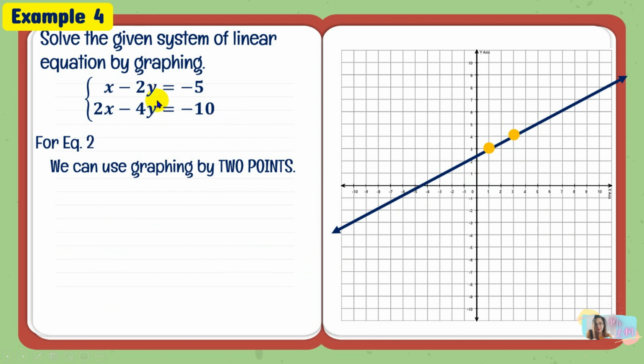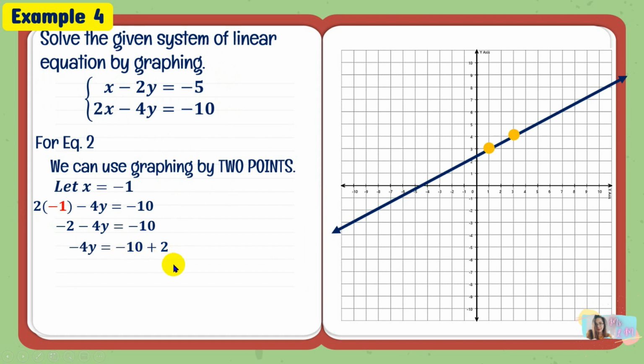Again, same method po. Mag-iisip tayo ng number na pwedeng ipalit kay x at kapag i-multiply siya kay 2 and then i-combine natin kay negative 10, kaya pa rin siyang i-divide by negative 4. So, let's try negative 1. 2 times negative 1 minus 4y is equals to negative 10. 2 times negative 1, that's negative 2. And the additive inverse of negative 2 is positive 2.